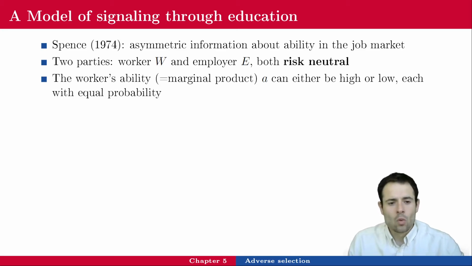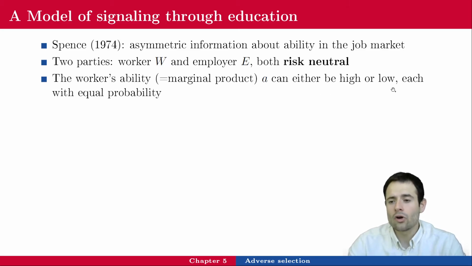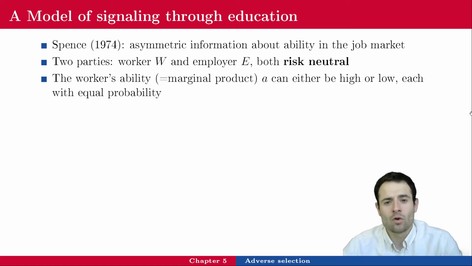So, the worker's ability, which can be expressed in terms of marginal product, is denoted by A. It can either be high or low, but each with equal probability. Again, this probability could change. We could assume that 1/3 of workers are high ability workers and 2/3 of workers are low ability workers. Why not?